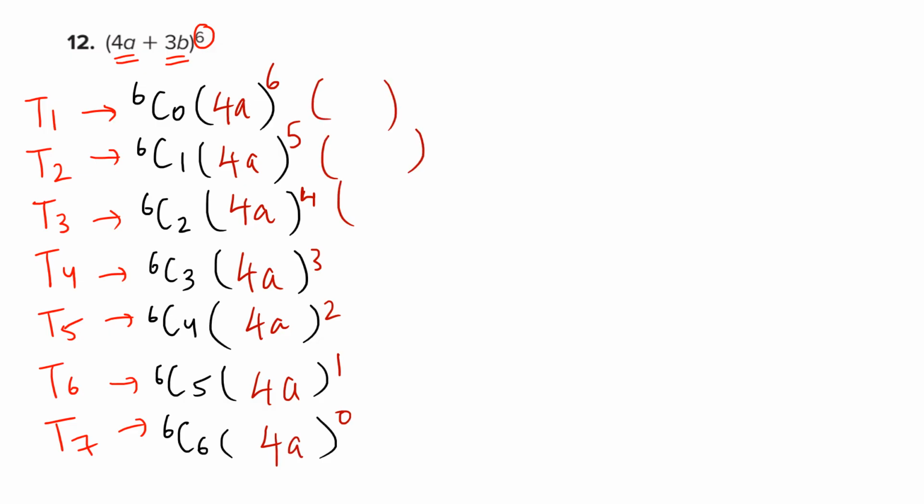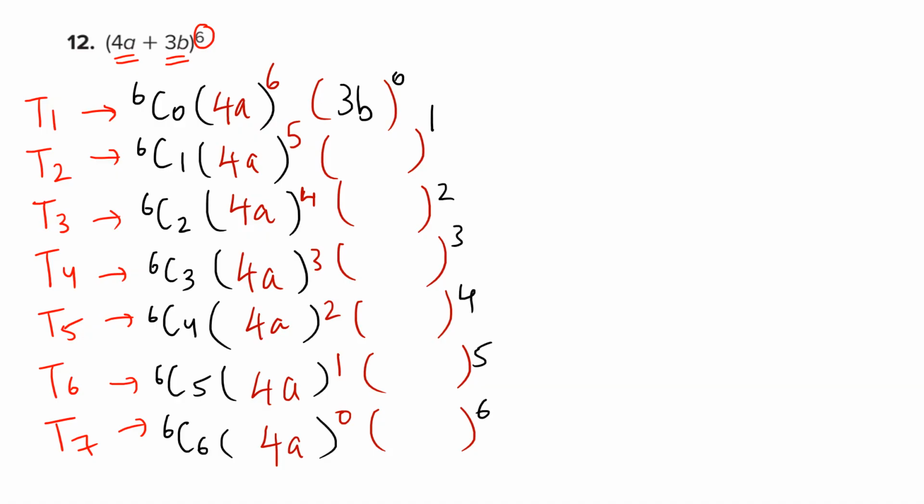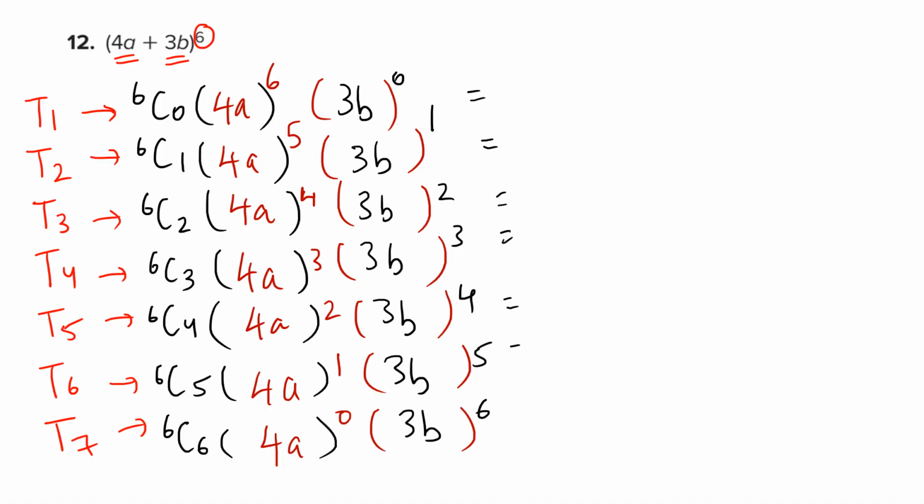Now I write the second term. Second term is 3b. We start with 0 power 1, 2, 3, 4, 5, 6. We slowly increase, and then after you solve this on your calculator, you can add all the terms to get your complete binomial expansion. So now I will not do all the steps in too much detail. I will just give you the answer.